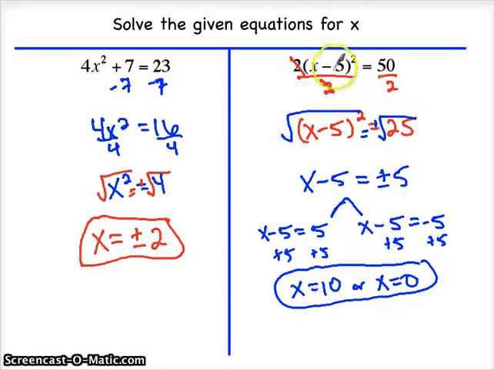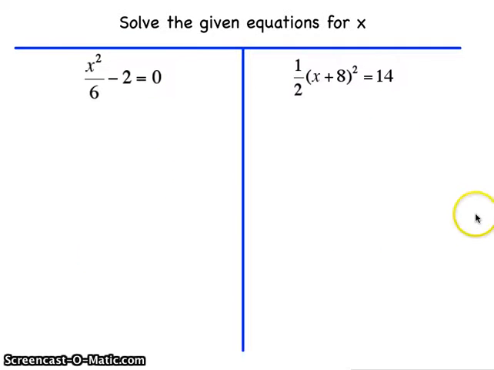Remember that you can always take those, plug them back into your original equation and make sure it works. 10 minus 5 squared times 2, so 10 minus 5 is 5, squared is 25, times 2 is 50. And 0 minus 5 is negative 5. Squared is 25, times 2 is 50. They both work. On the next page, I just have a couple more quick examples for you.